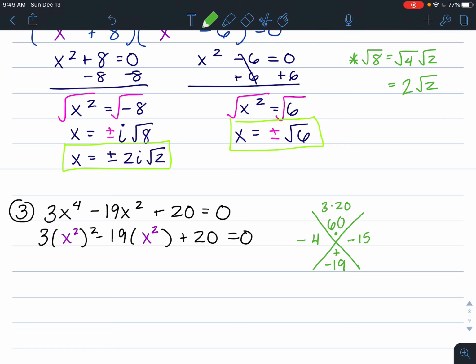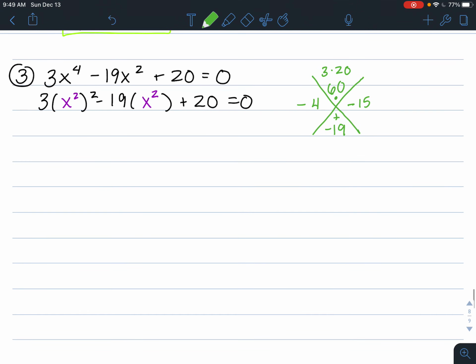So I'm also going to employ the split the middle technique, which means that we're going to end up factoring by grouping. So what I'm going to do here is rewrite my negative 19 as negative 15x squared minus 4x squared. And then I'm just going to bring down the rest of this stuff. And so now I'm actually going to rewrite the x squared squared as x to the 4th, and that's just because it's going to make my factoring by grouping a lot easier.